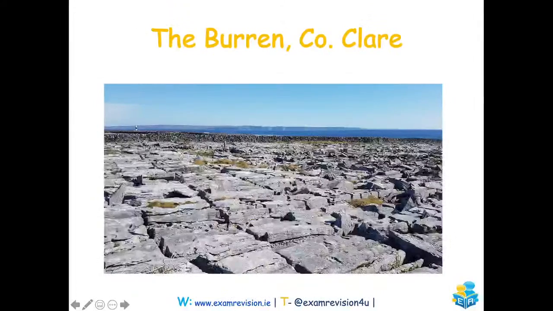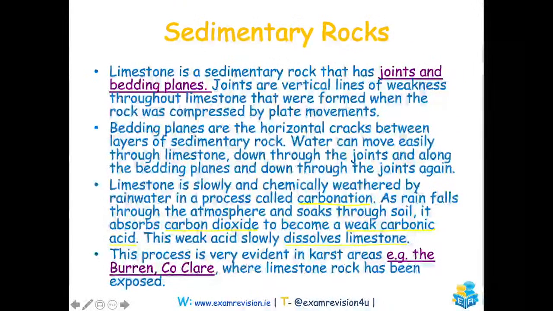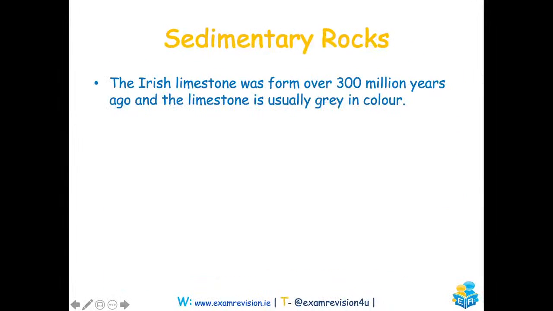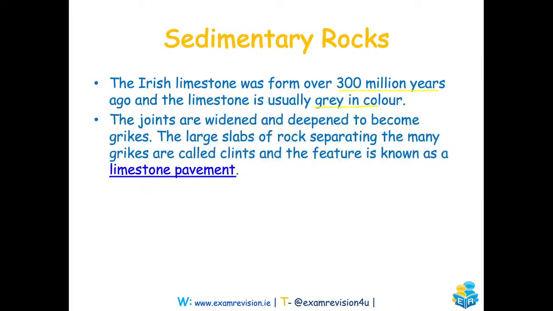This is what it looks like. It's the Burren in County Clare. Okay, so it's a karst region. This is limestone rock, and it's bare exposed rock, exposed to the elements. Okay, so Irish limestone was formed over 300 million years ago, and limestone is usually grey in colour, like we mentioned earlier on. The joints are widened and deepened to become grikes. Okay, I'll show you these now in a few minutes. The large slabs of rock separated by many grikes are called clints. Okay, and this feature is known as a limestone pavement.